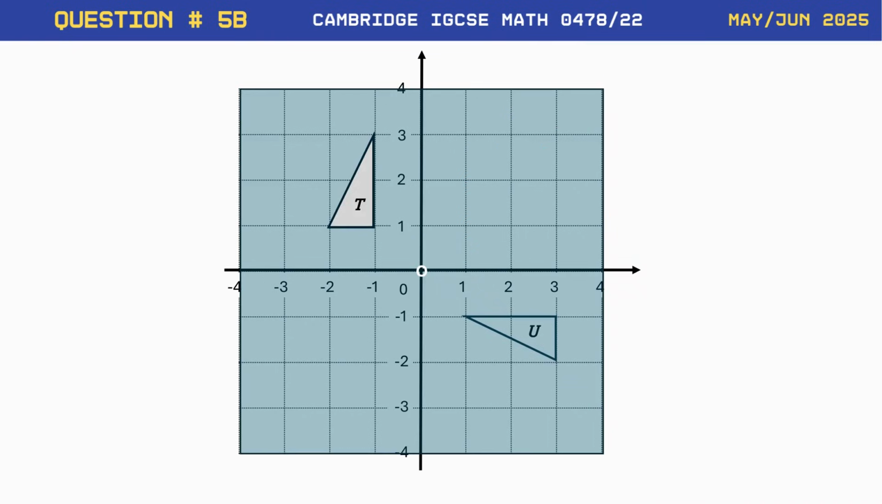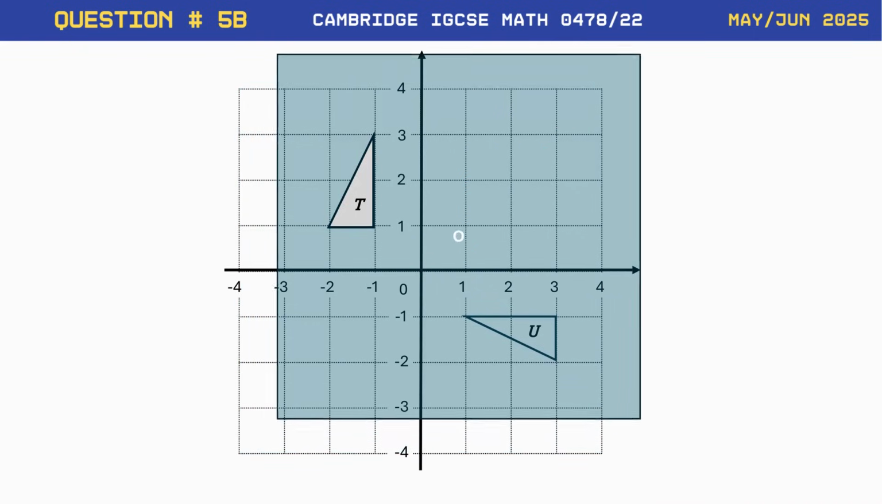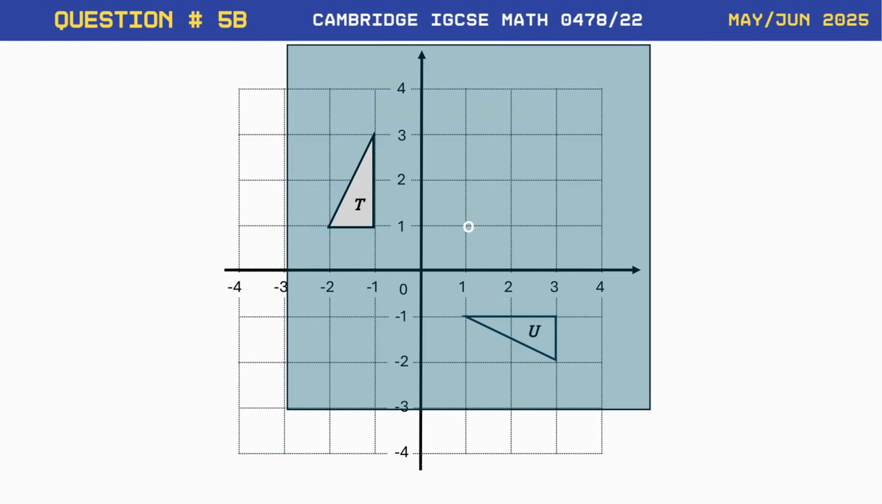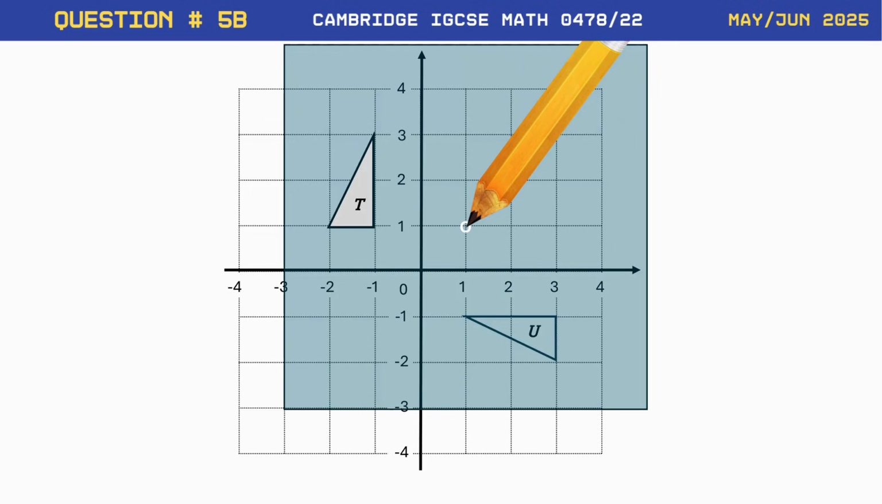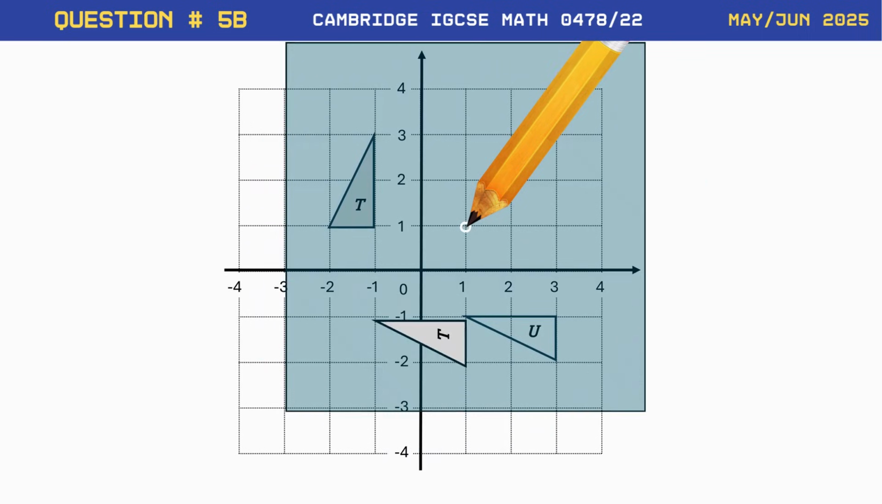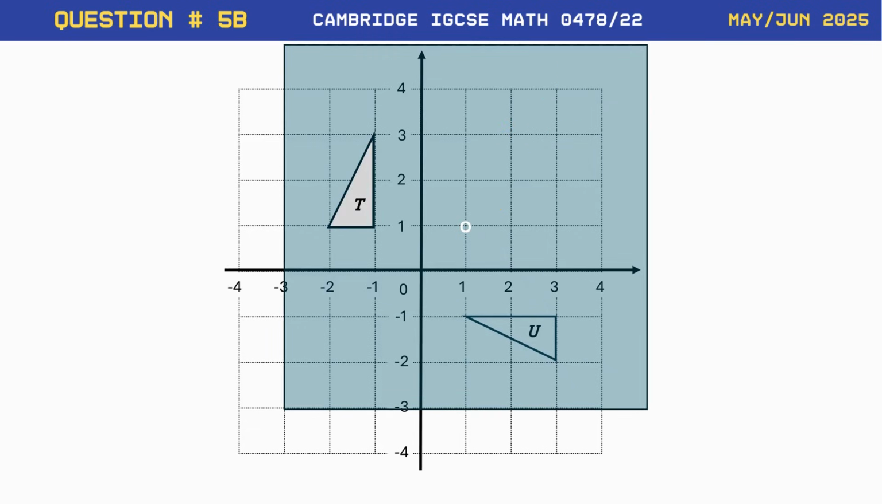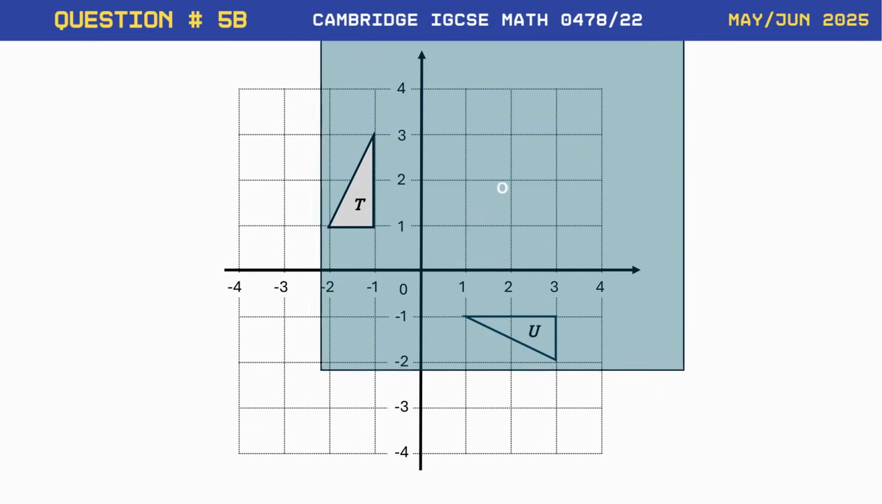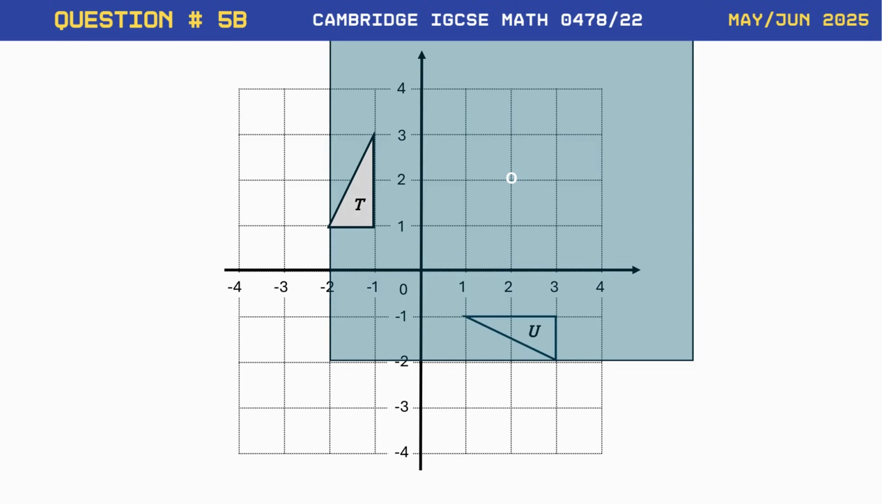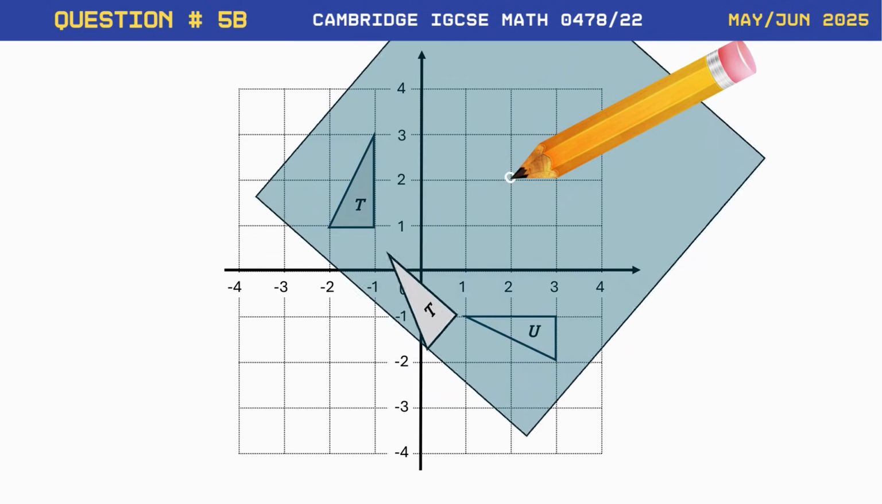So let's try with the center of rotation as 1, 1 and rotate it anti-clockwise by 90 degrees. We can see that the position is improved but still not exactly overlapping triangle U. Let's try to move the center of rotation a bit more in the same direction and try the point 2, 2 as the center. After the rotation of 90 degrees, we can see that triangle T is exactly mapped over triangle U. Excellent!